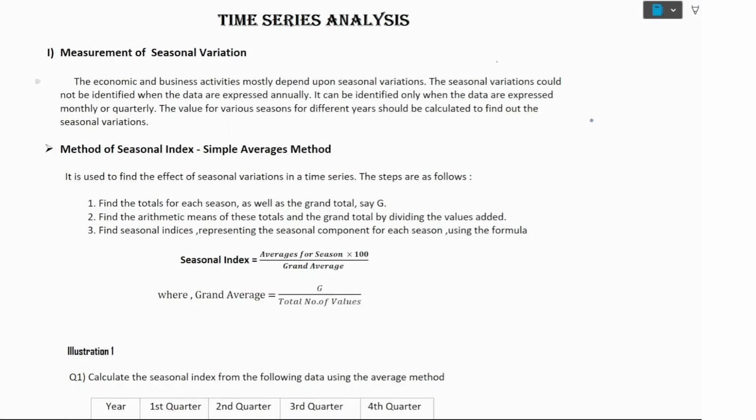In this video, we will discuss the topic estimation of seasonal index. In the last two lectures, we discussed the topic time series, the components of time series, and the estimation of trend using the moving averages method. We have already completed 3-yearly, 4-yearly, and 5-yearly moving averages. Students, you are suggested to watch lecture 1 and lecture 2 for the topic time series analysis for a better understanding of the concept of time series.